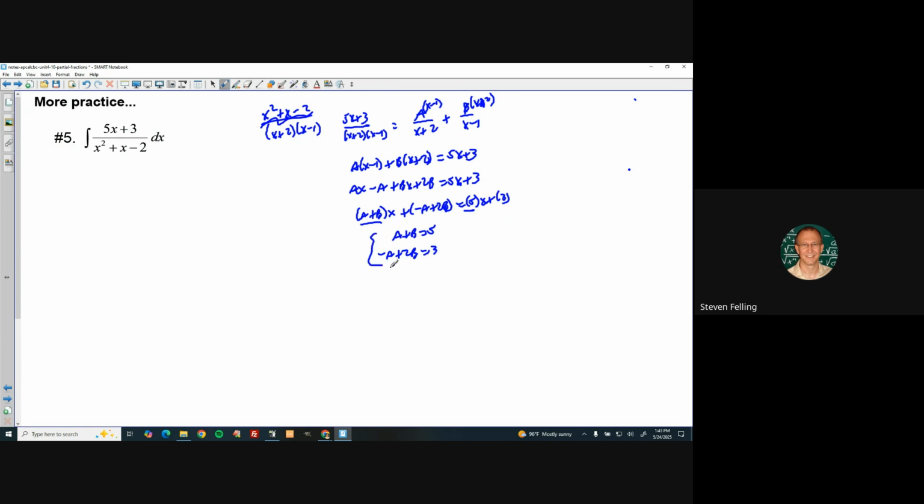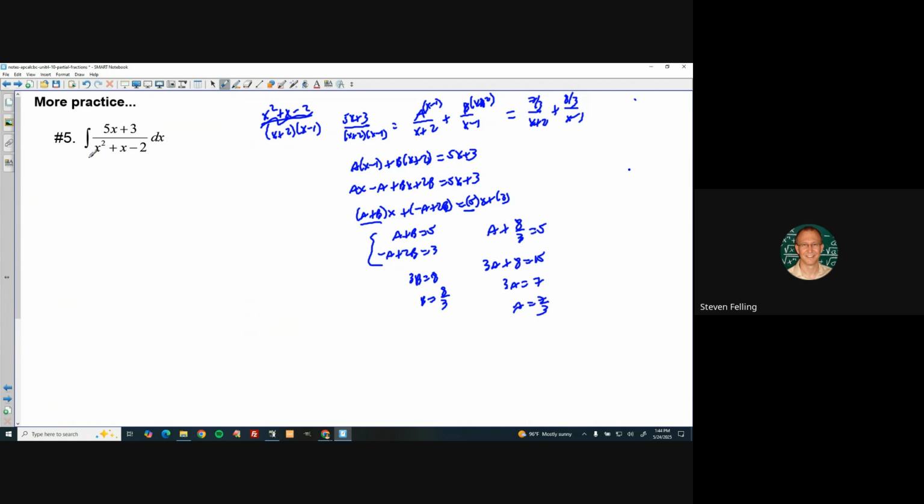We can solve with elimination. The A's cancel, and we have positive 3B equals 8. So B is 8/3 actually, if that matches my key. And then A plus that 8/3 equaling 5. Tripling everything, 3A plus 8 has to equal 15. So 3A has to equal 7. So A would be 7/3. And that means that this is 7/3 over x plus 2 plus 8/3 over x minus 1.